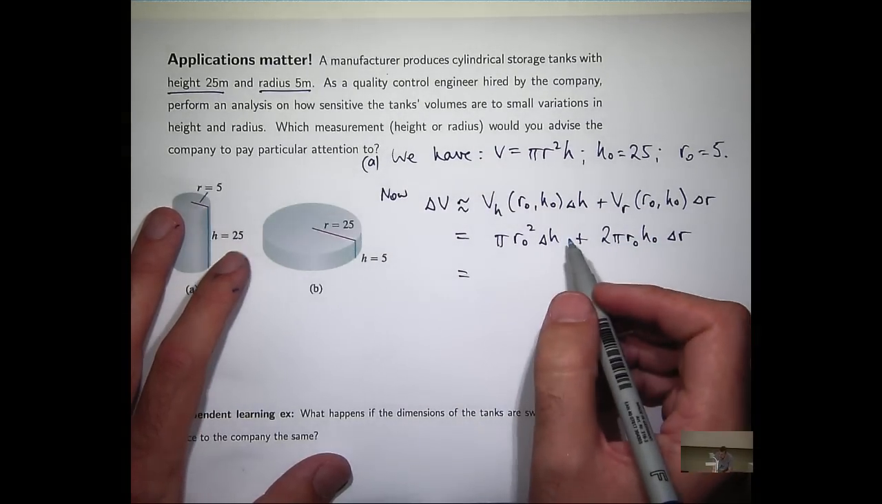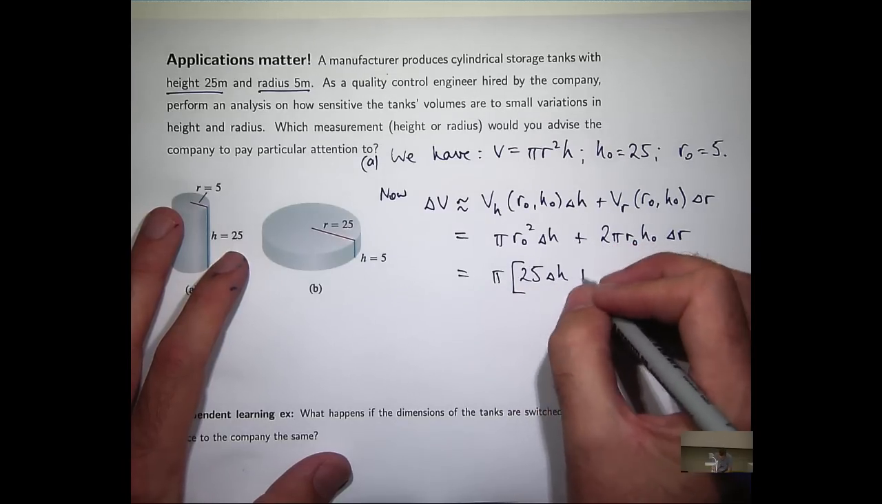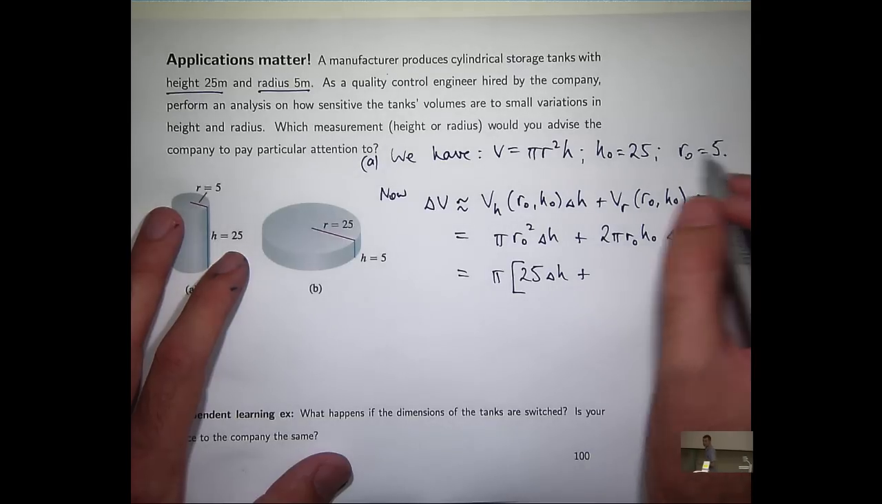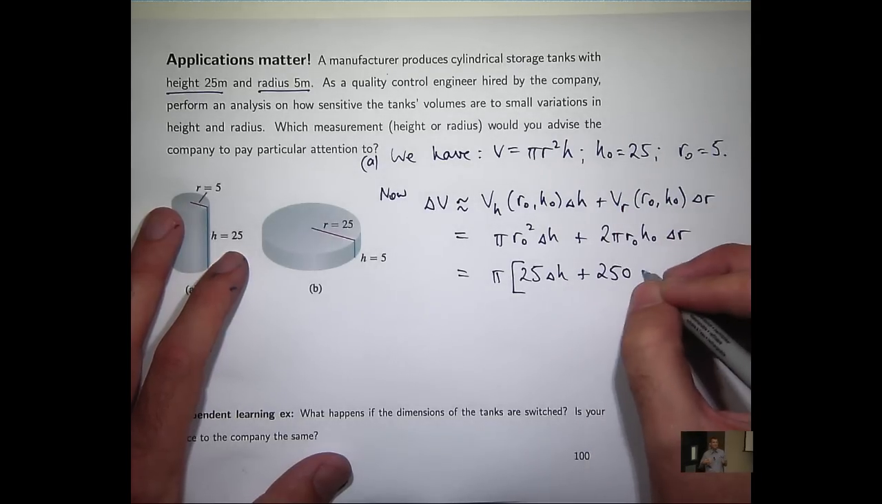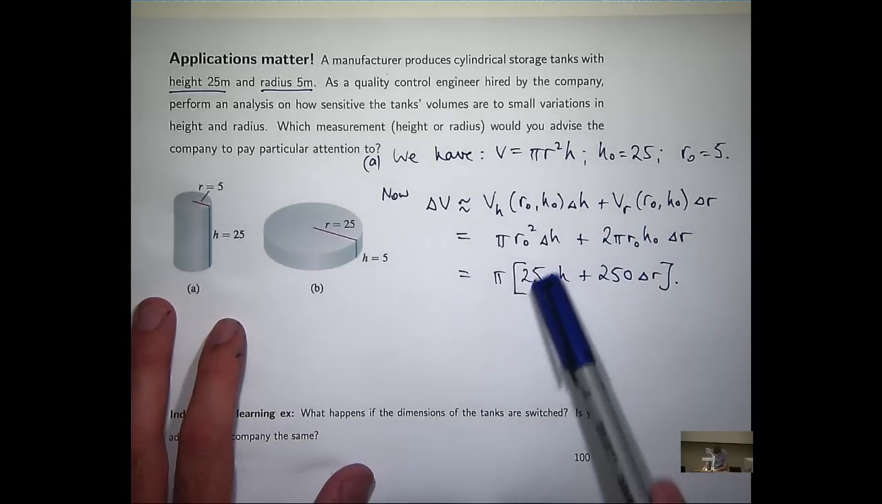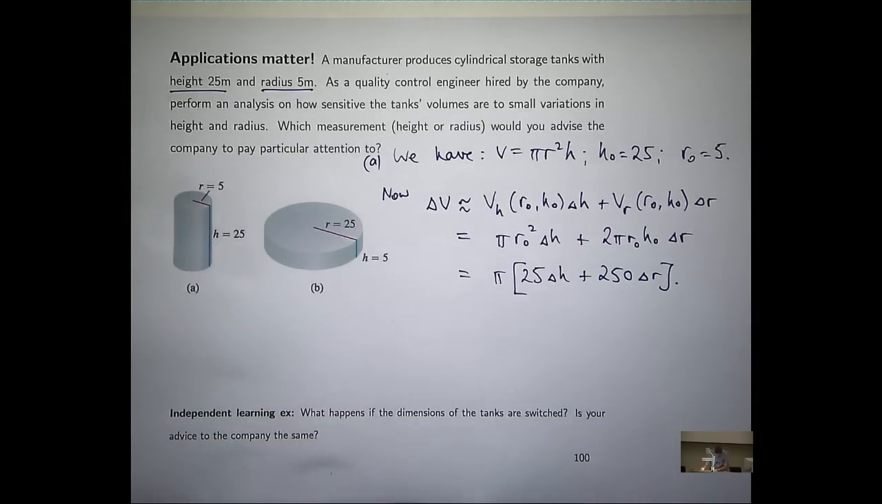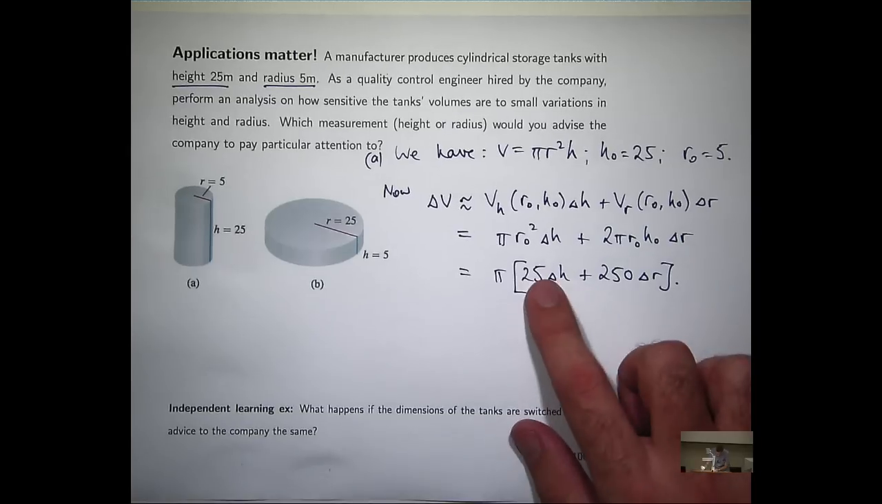I can take out a pi. So 2 times pi times 5 times 25. That's actually going to be 250. Now, what does that mean? Well, it means that a 1 unit change in the radius is going to be 10 times more than a 1 unit change in the height, because this 250 is 10 times 25. So if you change the radius by 1, you're actually going to contribute 10 times more to a change in the volume than a 1 unit change in the height.